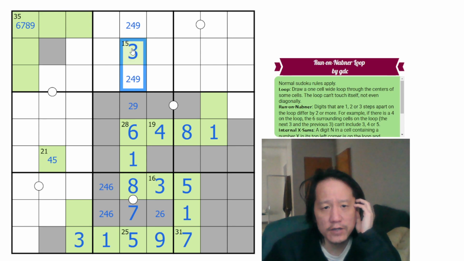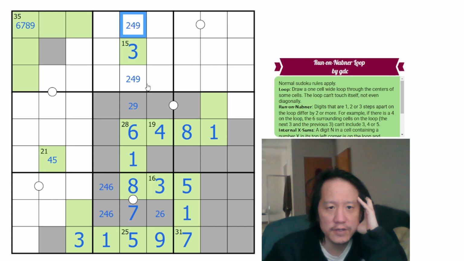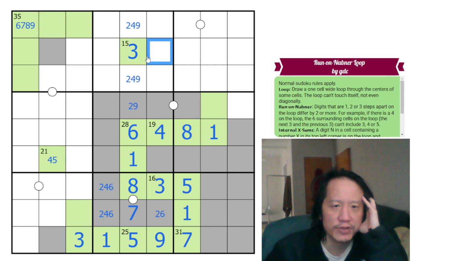So it cannot go any of these ways, right? The problem with these going either of these cells on the loop is that 2 and 4 are essentially consecutive with 3. And if you had a 9 here with this 3, it has to add up with another 3 to add up to 15. So these cannot be part of the loop. Therefore, both of these are the loop.